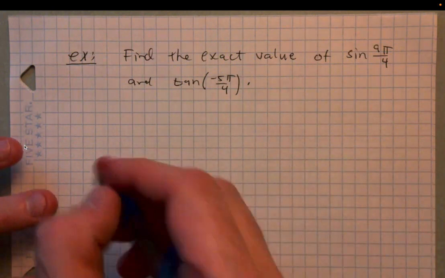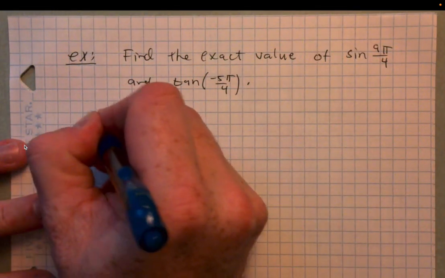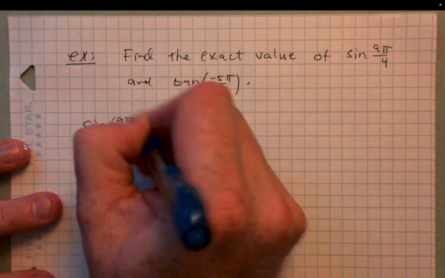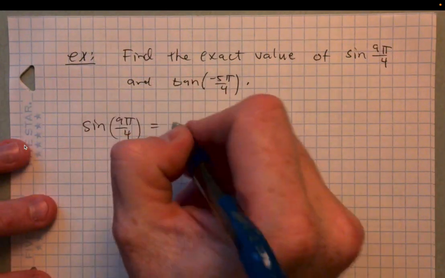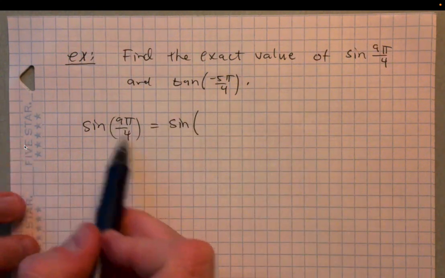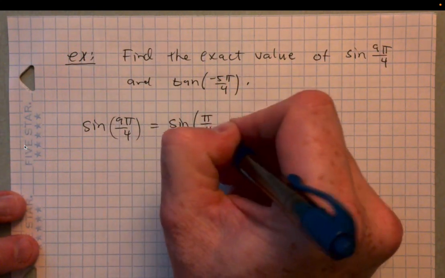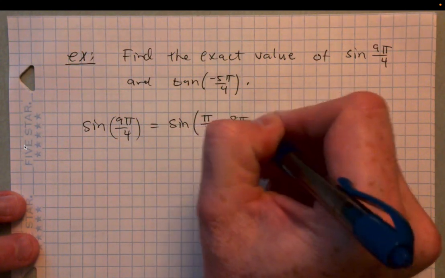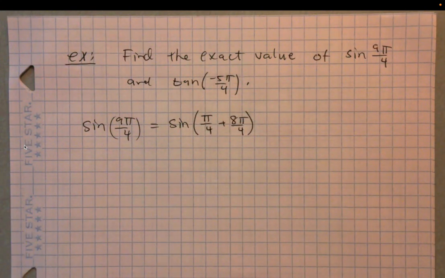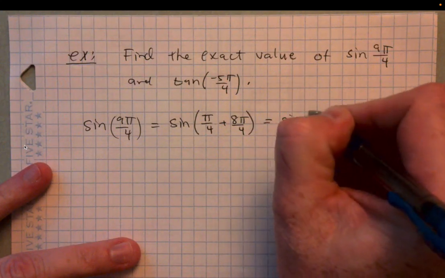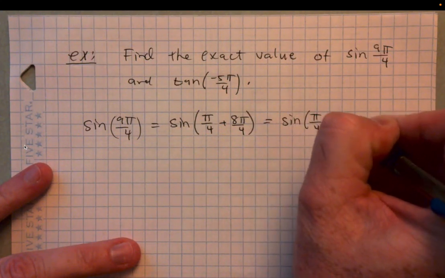Well, one of the things we can notice here, let's start with the sine. So sine of 9 pi over 4 is actually equal to sine of, if you look at this angle, pi over 4 plus 8 pi over 4. I mean, that's just two fractions. You add them together, you get 9 pi over 4. But it's very convenient, because pi over 4 is a value that we know the sine function of, and 8 pi over 4 is the same thing as 2 pi. You can reduce that. So this is just the sine of pi over 4 plus 2 pi.